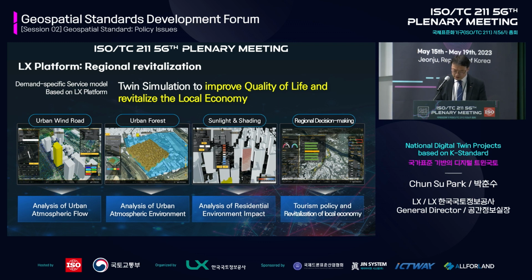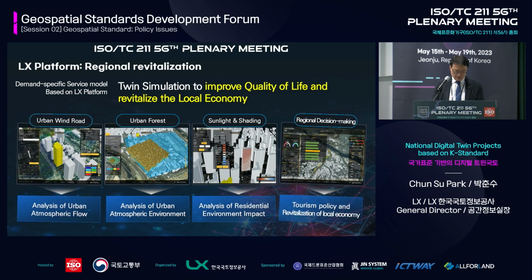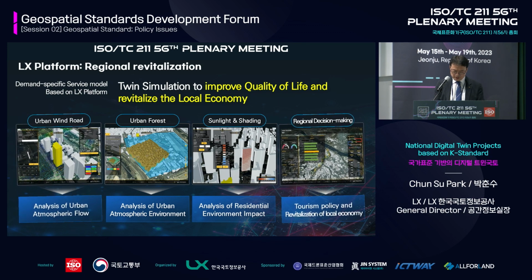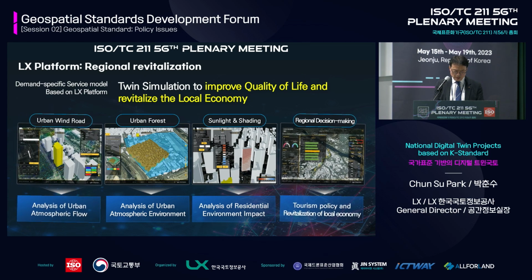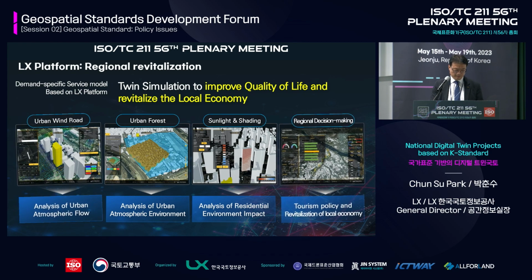The next one is on regional revitalization. That has to do with urban development and regional economies. We use algorithms and the digital twin data, and usually these are focused on windroad in urban areas, urban forests, sunlight and shading, and regional decision making. From the features that I just listed, here I'd like to show you the urban windroad analysis and foot traffic analysis as well.